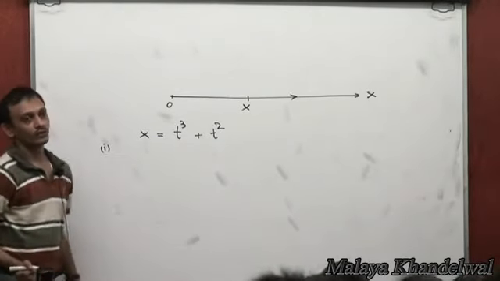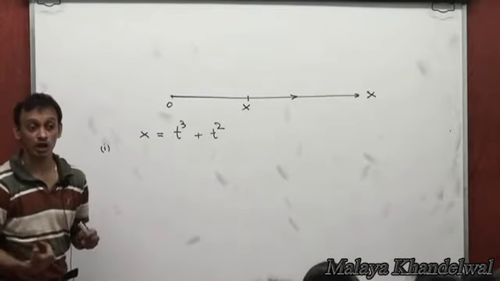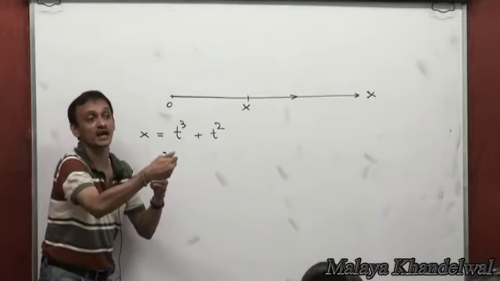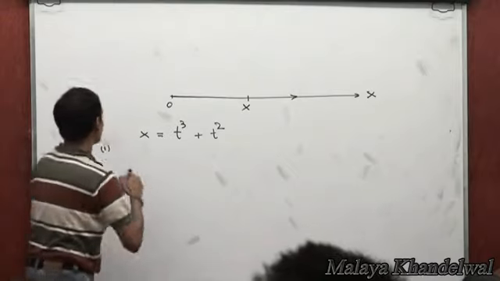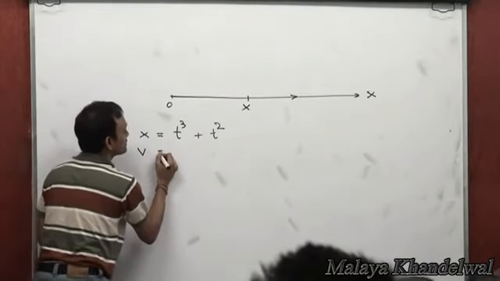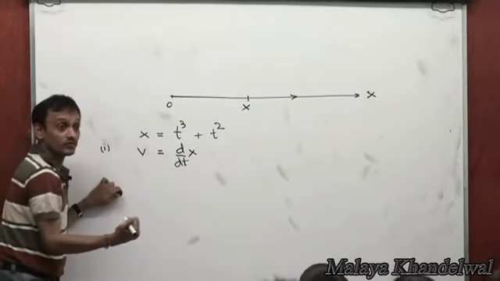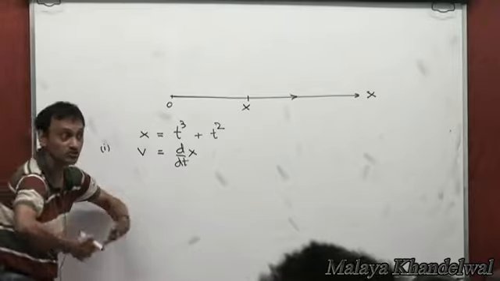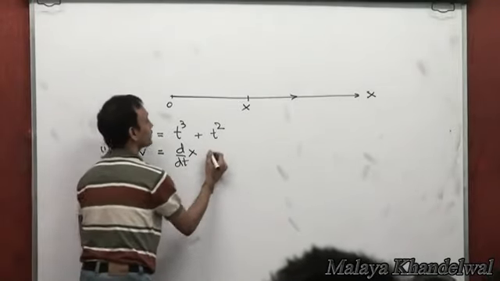Now, I want to find the velocity of the particle as a function of time. Velocity is, after all, the rate at which x changes with time. That means the velocity is given by d/dt of x. Velocity is the rate of change of x coordinate with time. That's the definition of the velocity for a particle moving along a straight line.